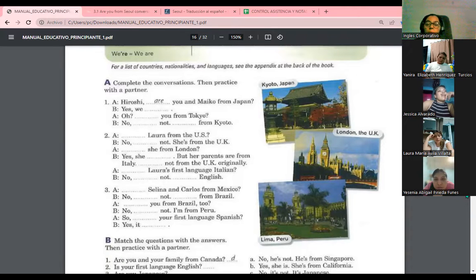It's English. Very good. No podemos decir no, she's not, porque no estamos hablando de ella, sino del idioma, ¿sí? Entonces, it's. Very good. Okay. A ver, vamos number three. Selena and Carlos from Mexico?